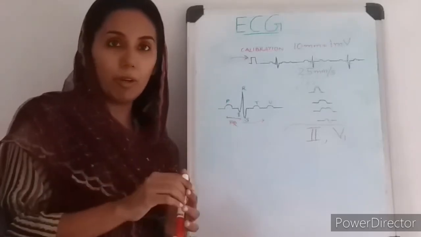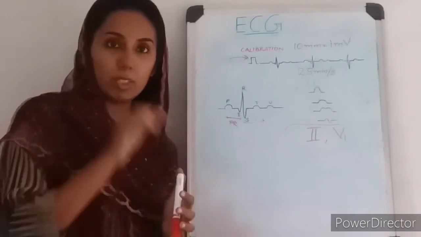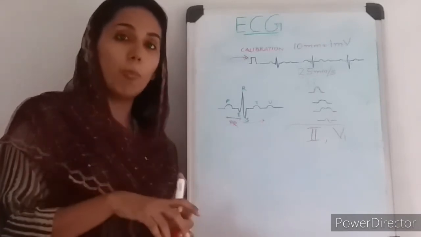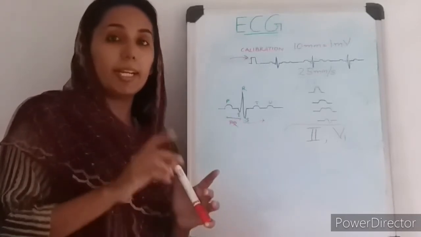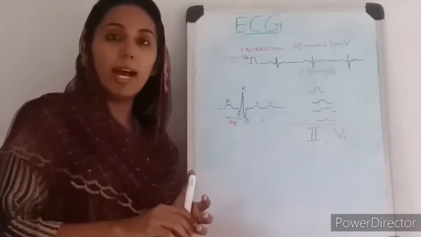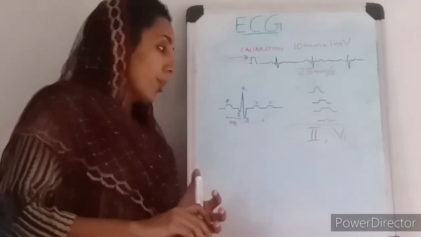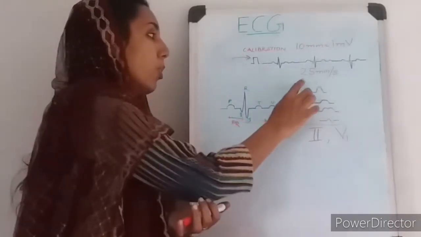Because it is due to atrial depolarization, the vector is downward, and aVR is directed in the opposite direction. So aVR will have a negative vector, normally a negative P wave, but most of the leads will have a positive P wave. Okay, so now what is this normal P wave?